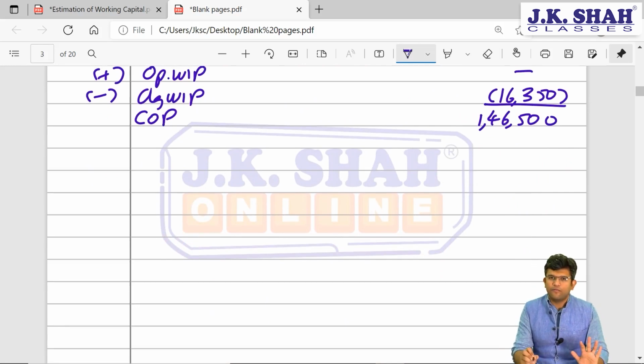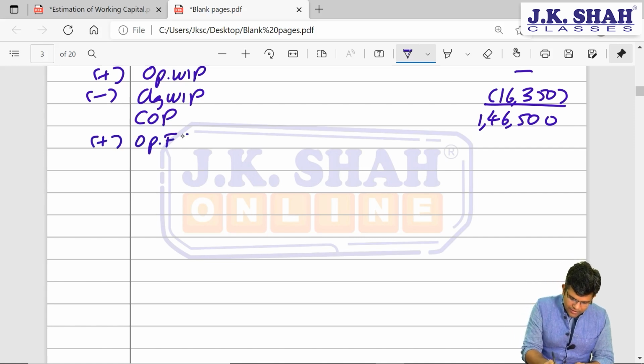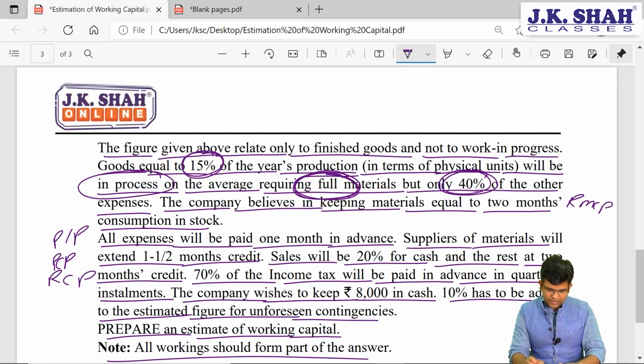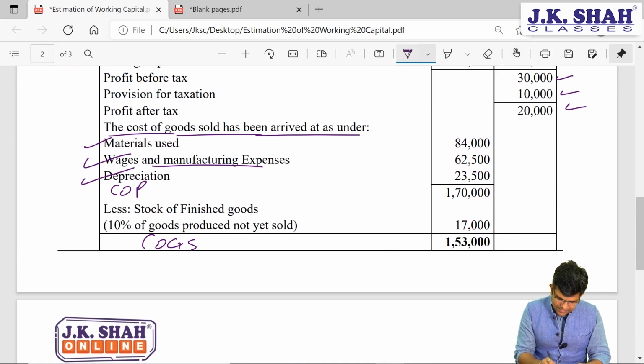This is purely now for the finished goods. Let's now go ahead, add opening FG, which will be dash, less closing FG. Now children, as far as closing FG is concerned, they have given it to you as 17,000, correct? You can see here in the question, they are saying that stock of finished goods, that means the closing stock of finished goods will be 17,000.